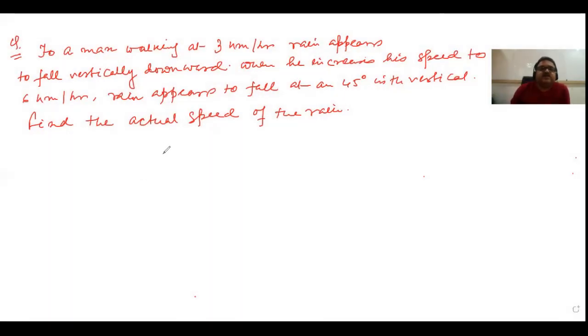Look at this, student. This is a very, very important problem, correct? And before solving this problem, read this problem very carefully. To a man walking at 3 km per hour, rain appears to fall vertically downward. Okay, first handle this part. Velocity of the man, assuming the man is walking like this, with respect to the ground is 3 i cap kilometer per hour.